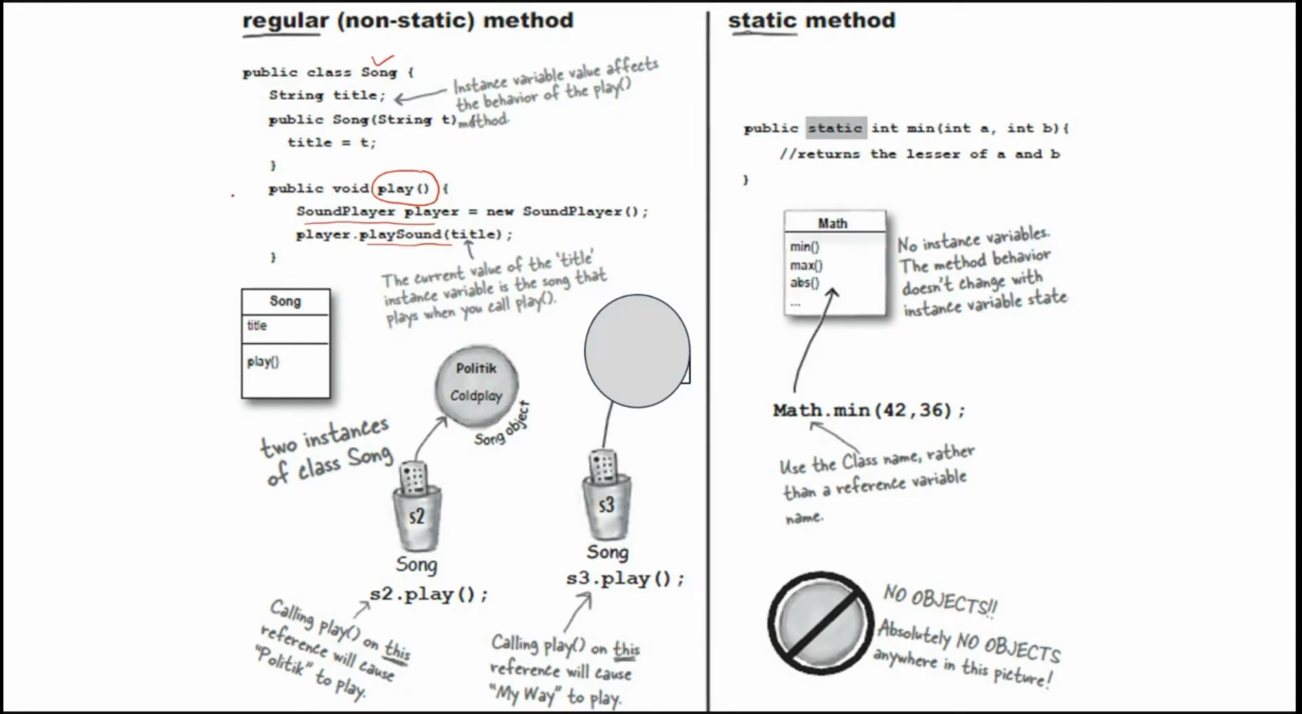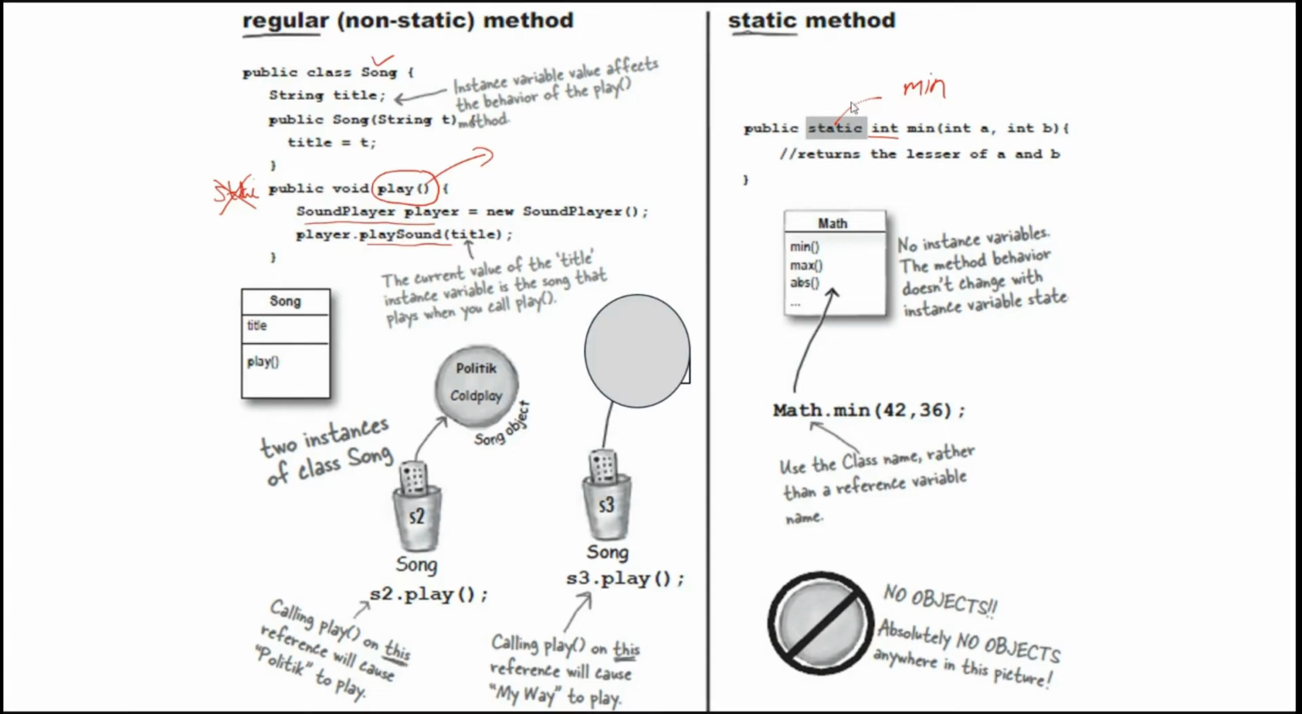No static keyword is there. That means this play function belongs to the object. On the other hand, if you see here, static is written, students. Static is written before the return type integer. And what is the function? Basically, this is the min function. So we have written the static function.